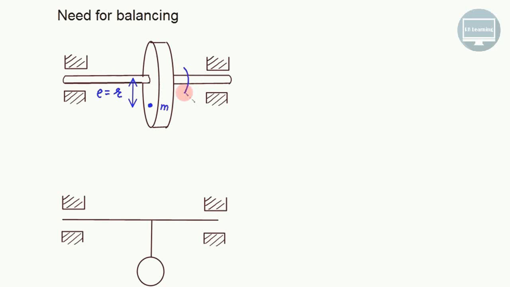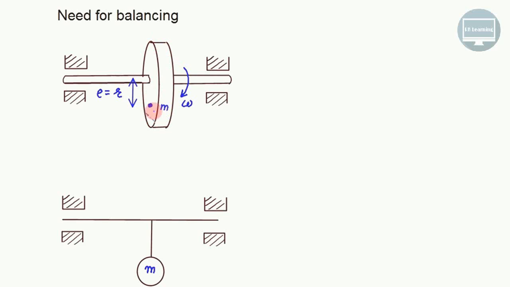And as this rotor rotates with rotation omega, this mass which I have shown here is only a point mass, and the rest of the mass is balanced. We have no objection with the rest of the mass. What is creating a problem is this mass.